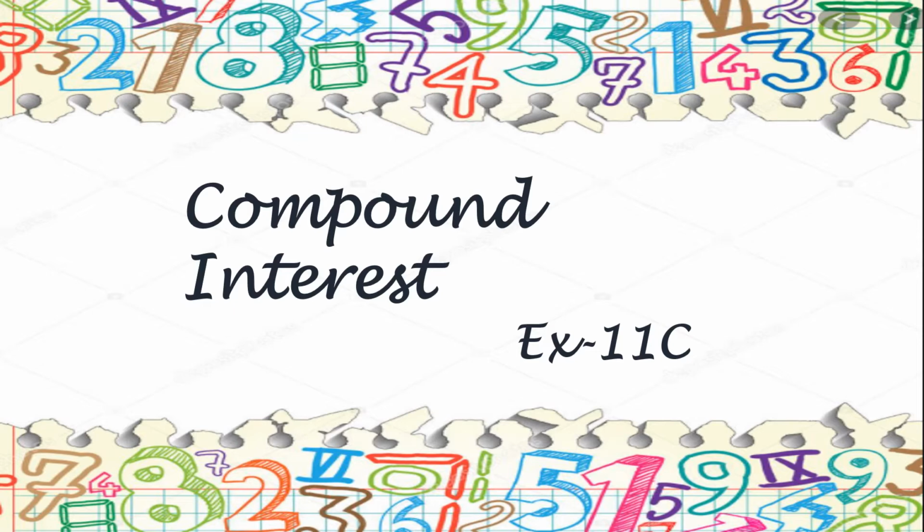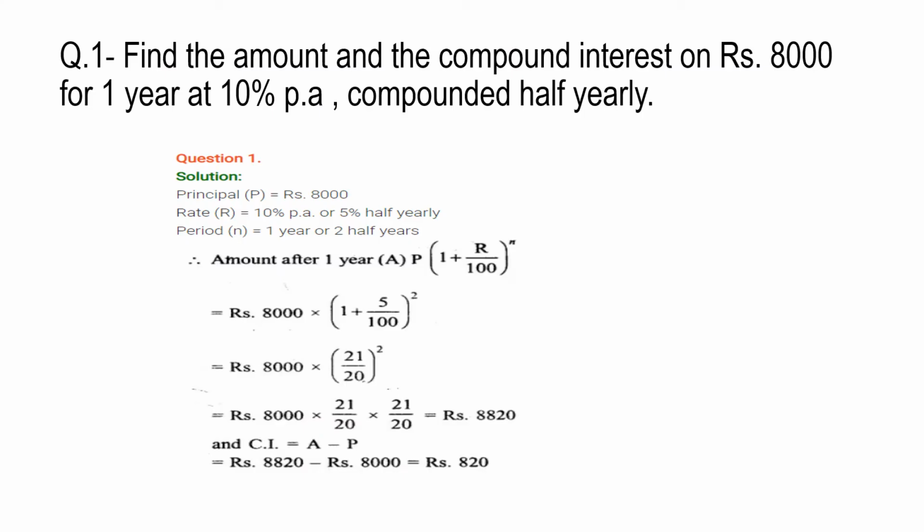We are going to start compound interest exercise 11C. It's a simple exercise. And I told you that in this exercise we will discuss half yearly compounded, quarterly, annually and each and everything, right? So I'm going to start with this. Listen. What's the question?